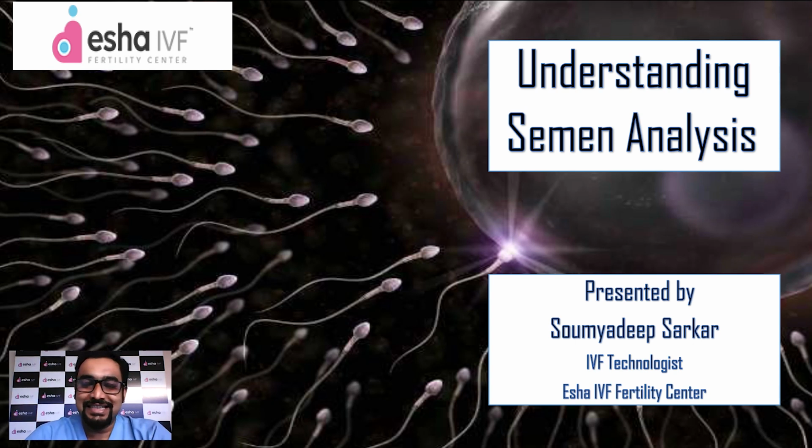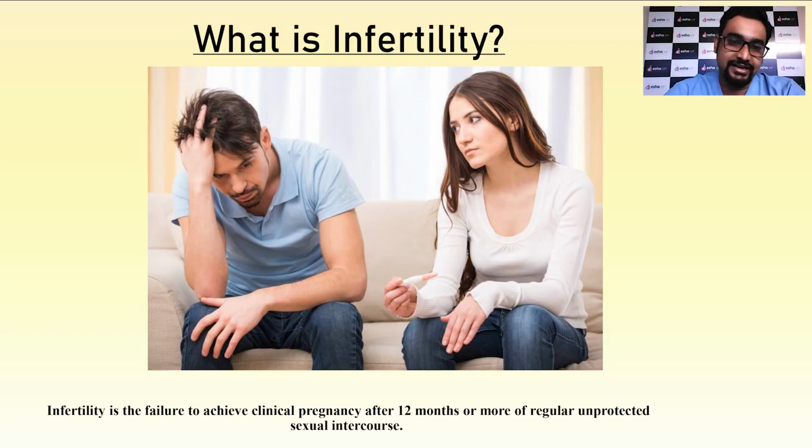So to understand semen analysis, what we need to know first is infertility. So what is infertility? To put it very simply, and as the World Health Organization suggests, infertility is the failure to achieve clinical pregnancy after 12 months or more of regular unprotected sexual intercourse. This can be caused by several factors like medical, physical, and lifestyle. But the main factor that causes the inability is the deficiency in the semen or the semen quality.